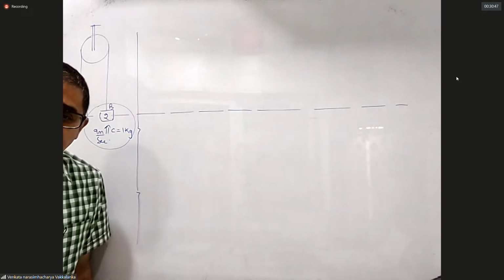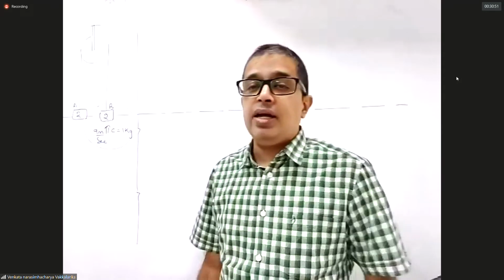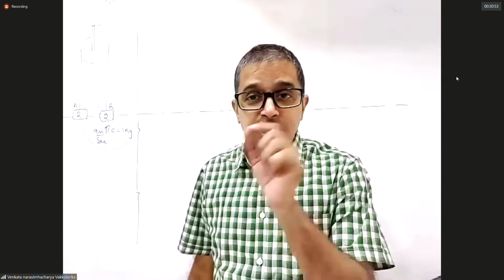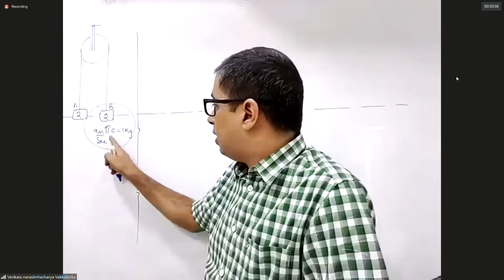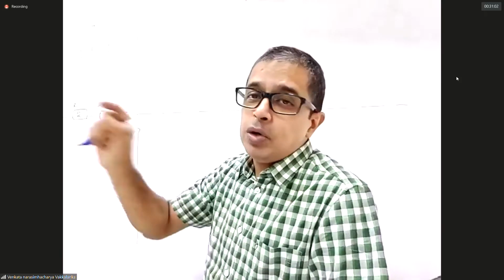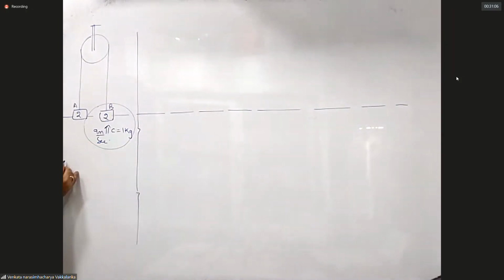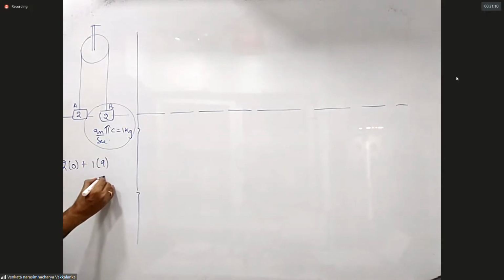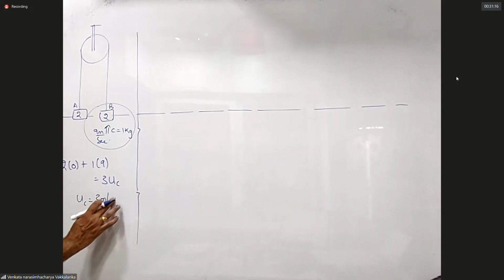Who gave you permission? When there is an external force called gravity, I can do it because gravity is non-impulsive. In the short time interval delta t, when this collides with this, gravity doesn't produce any appreciable change. So it will be 2 into 0 plus 1 into 9 is equal to 3 into u common. U common is 3 meter per second.